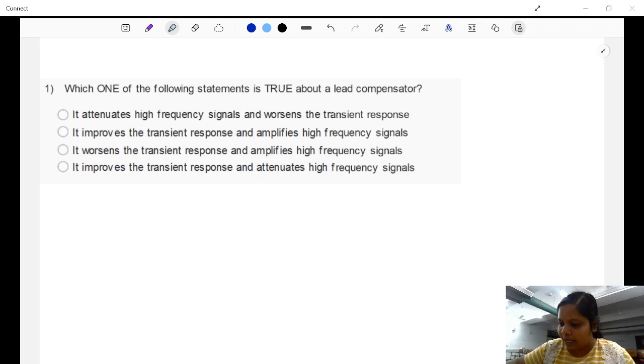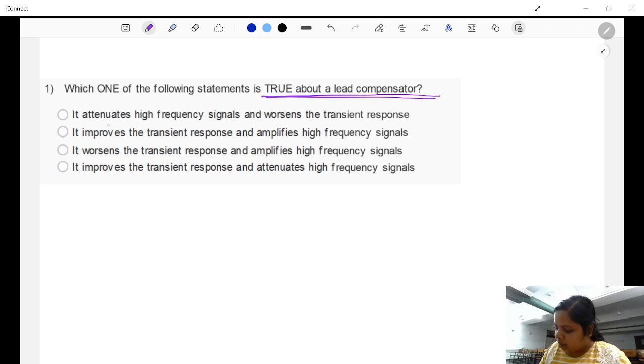So, based on all the things that we read until now, we have some questions, conceptual as well as numerical. We'll see. Which of the following is true about a lead compensator? Okay. It attenuates high frequency signals and worsens the transient response.